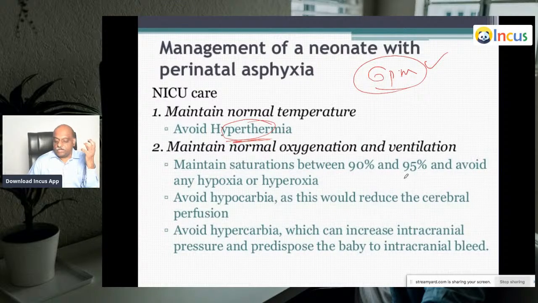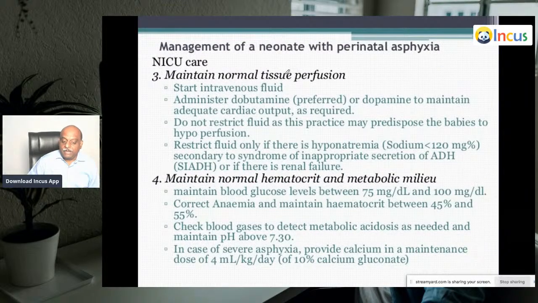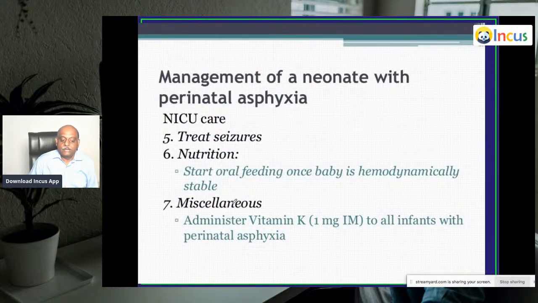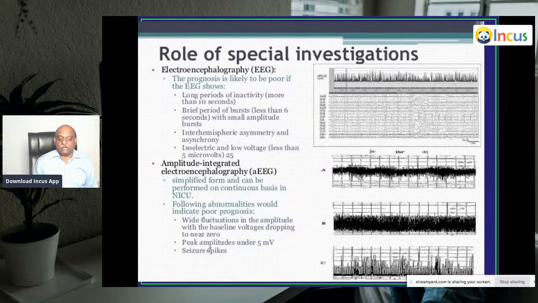Similarly, maintain oxygen saturation between 90 to 95%. Avoid hypocarbia, avoid hypercarbia. Maintain normal tissue perfusion by giving intravenous fluids. And maintain normal hematocrit and metabolic milieu. In severe asphyxia, provide the calcium maintenance dose: 10% calcium gluconate, 4 ml per kg per day. Then you treat the seizures. Start oral feeding once the baby is hemodynamically stable. Administer vitamin K to all infants who are having perinatal asphyxia, is what you need to remember.